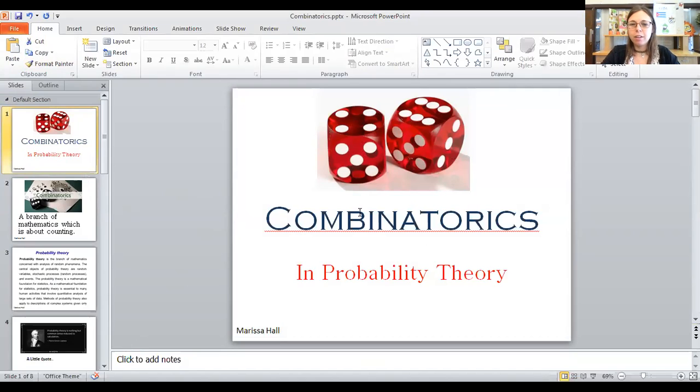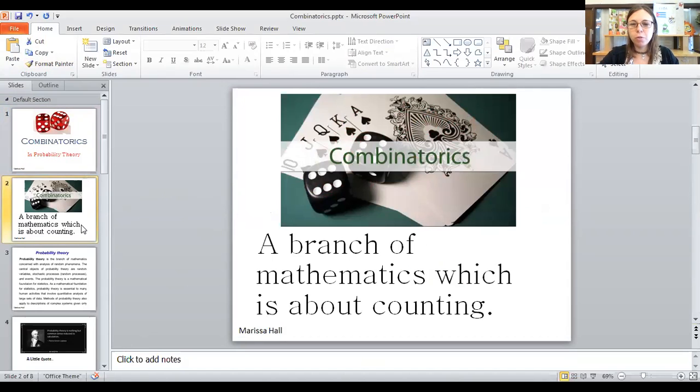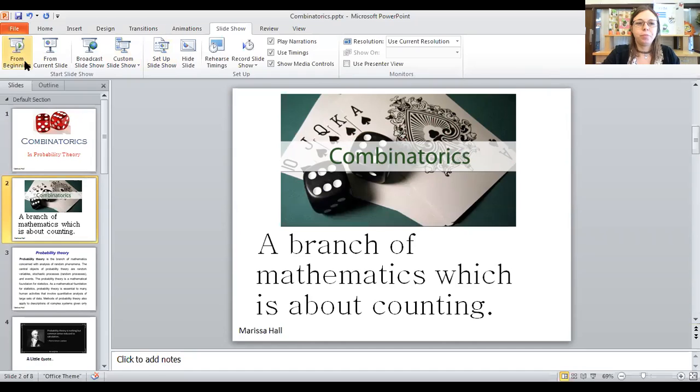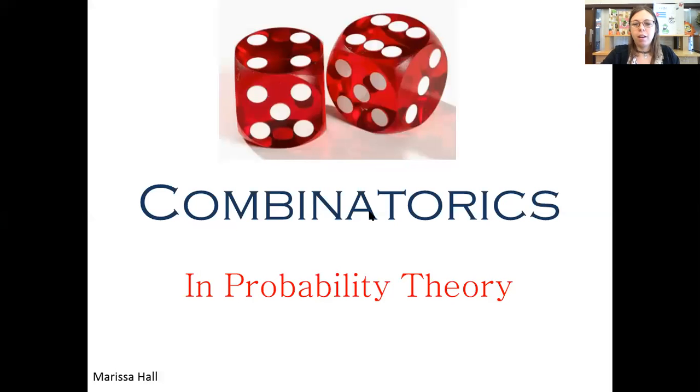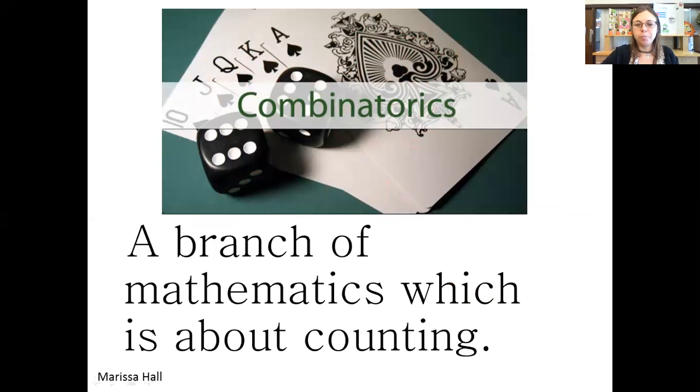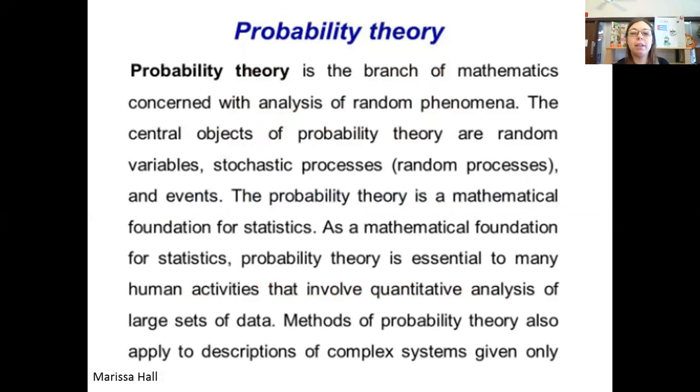All right, combinatorics. So what is combinatorics? We're going to be talking about combinatorics today and probability theory. Combinatorics is a branch of counting. And probability theory. Probability theory is the branch of mathematics concerned with analysis of random phenomena.